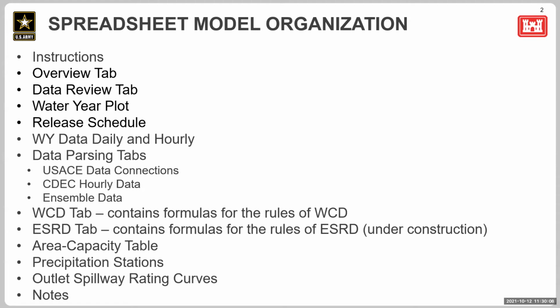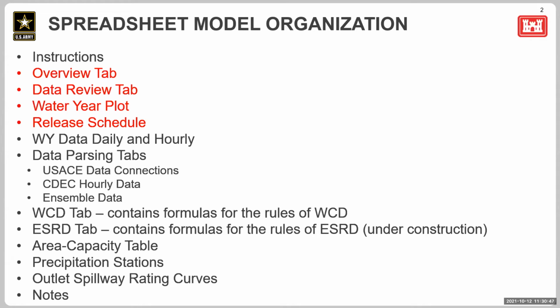We also have a water control tab, which contains all the formulas for the rules for the water control diagram, meaning how top of conservation is calculated in a situation where you have credit storage from another project. Any wetness parameters, all of that is calculated. There's an ESRD tab for New Bullards Bar and Oroville, which is currently under construction. The area capacity table, precipitation data, outlet and spillway rating curves, and also curves for the specific outlets, and then any notes that go along with them.